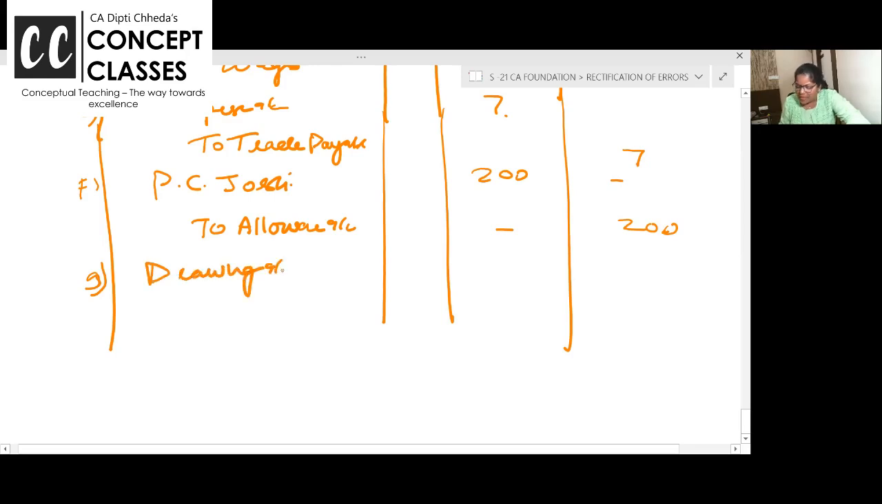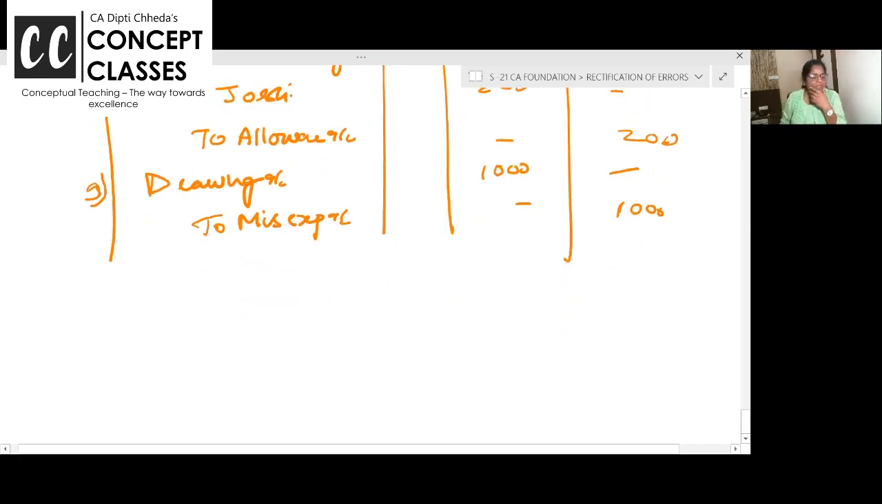Drawings account. See, you can pay your foreign trip expenses also from the firm. Is it the firm's traveling expense? No. Put it in drawings. So drawings account debit, and you have debited the miscellaneous expense. So it's wrong. Your expenses are inflated. Credit it. Miscellaneous expense, you credit it, 1,000. Drawings, you debit 1,000.